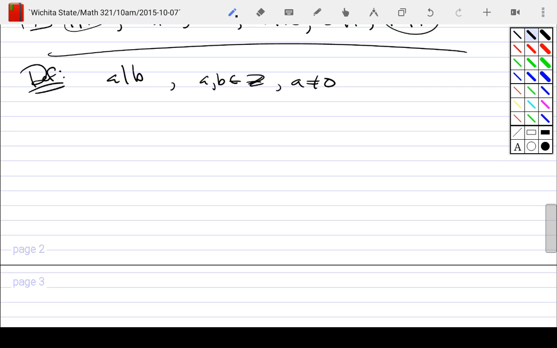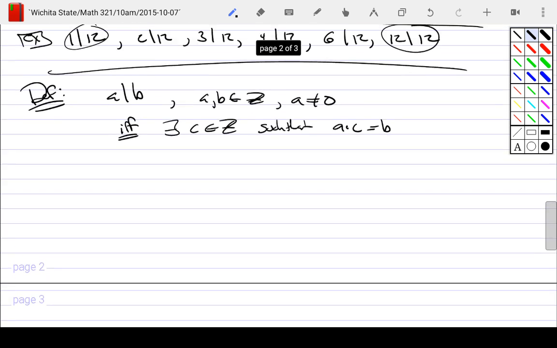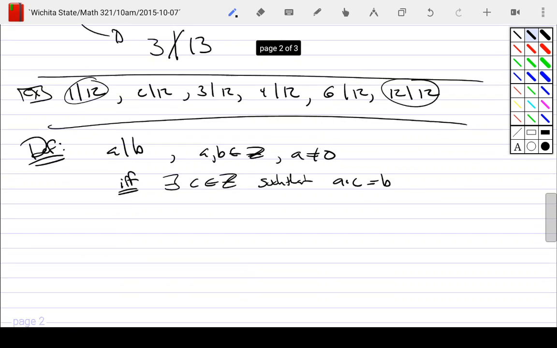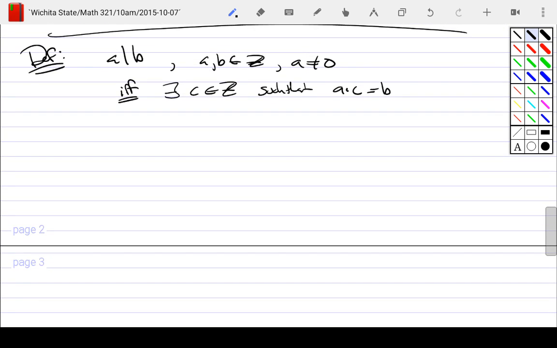And this is a logical function. And I say this is true if and only if there exists some c that is an integer such that a times c is equal to b. In other words, what did I do? See that 3 and 4? 3 divides 12. Why? Because 3 times 4 is 12. Everybody gets 4. Right? We're all okay with that. All I did was write that down in this way.